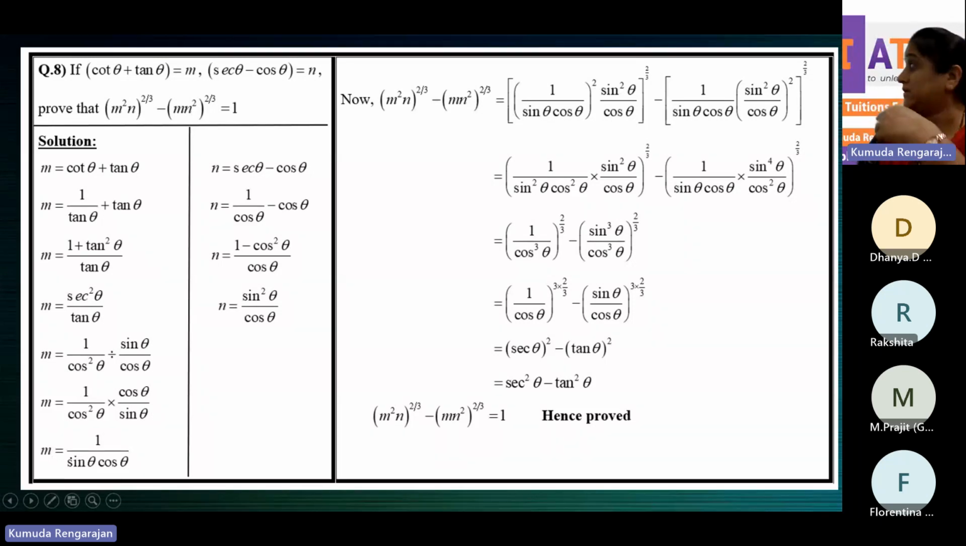Online students can see it, but I think for you, is it clear? I'll zoom it later. Okay, it's clear. Okay, fine.